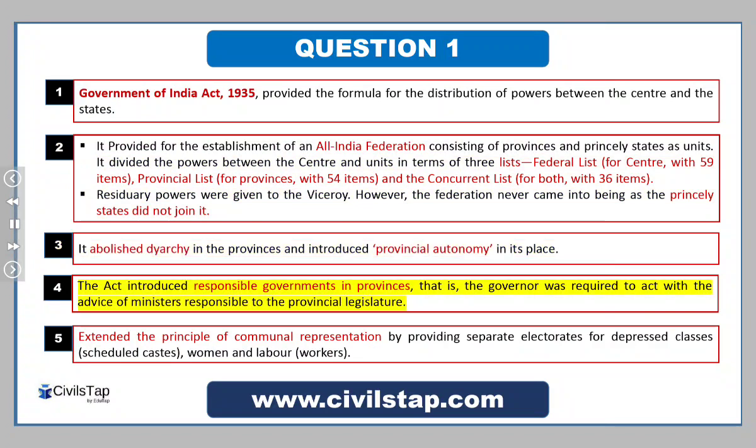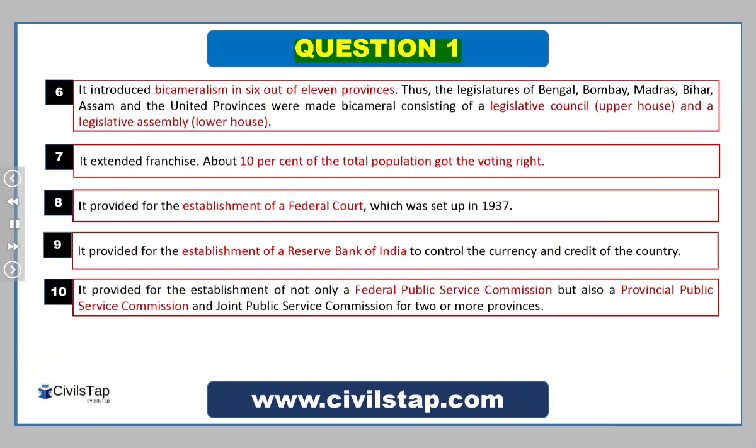3. The act introduced responsible governments in provinces, that is, the governor was required to act with the advice of ministers responsible to the provincial legislature. 4. Extended the principle of communal representation by providing separate electorates for depressed classes, scheduled castes, women and labor workers. 5. It introduced bicameralism in 6 out of 11 provinces.